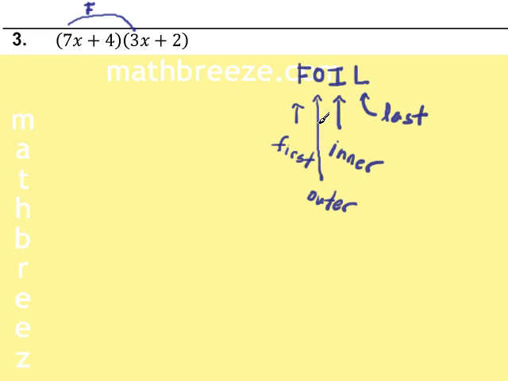And then we do what we call the outer product. This is the outer product, the 7x times the 2. In other words, the term 7x is on the outside all the way to the left of this expression, and 2 is also all the way to the right, so that's why these are called outer terms. So we multiply the outer terms, and then we multiply the inner terms, that's here, these two. And then we multiply the last terms. Last in this binomial times last in this binomial, that would be the 4 times the 2.